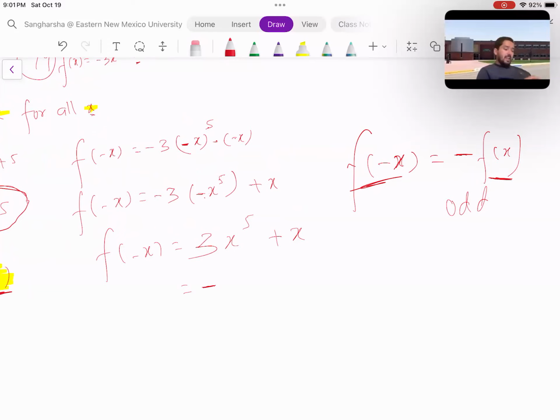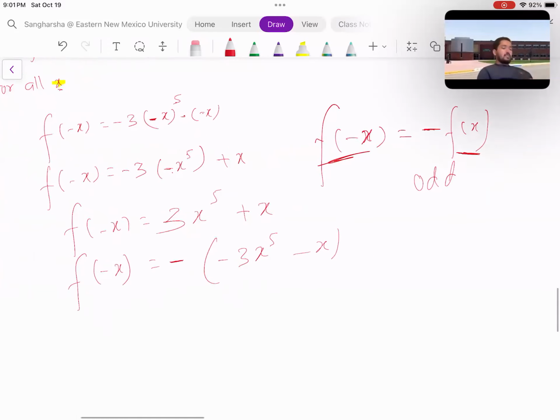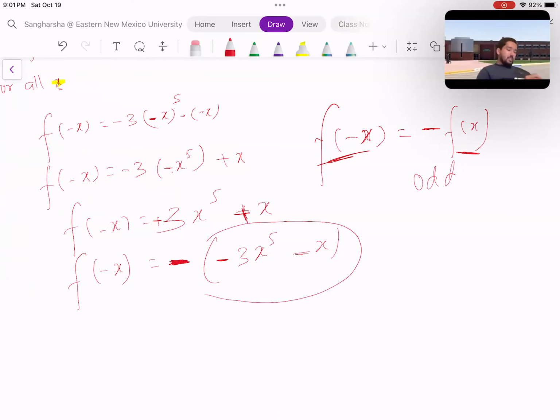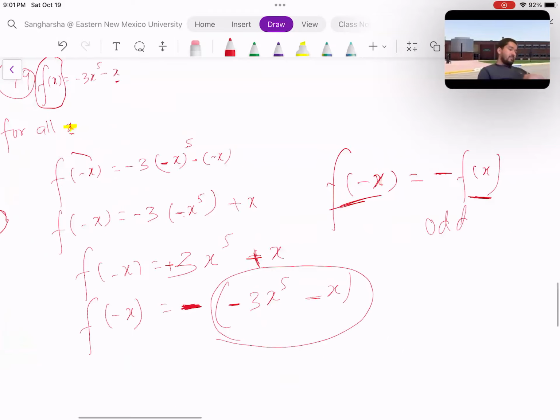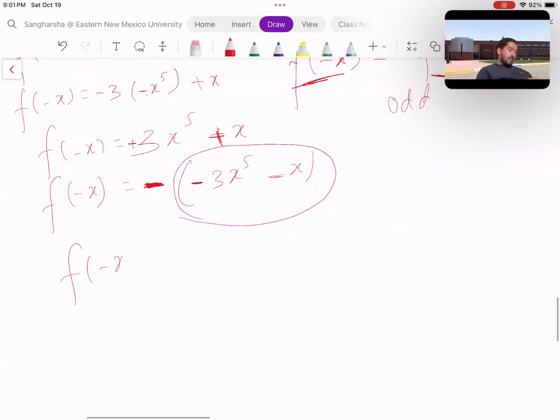If I factor out negative, I have negative 3x to the power 5 negative x. Does anyone have a question here? I factor out negative from each expression, and once you factor out negative, the sign of each term changes. We had positive here, so it changed into negative. We had positive here, it changed into negative. Now, what is this expression? This expression is our f of x. See, this is f of x. So we have f of negative x is equal to negative f of x. And if this is the case, the function is an odd function.